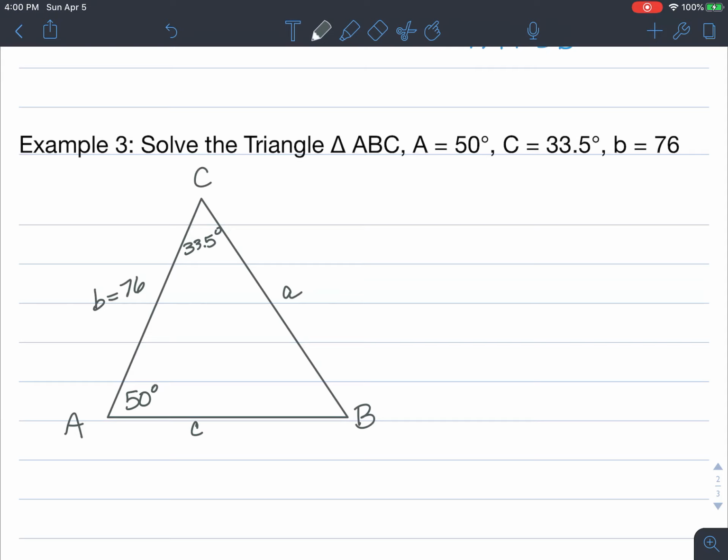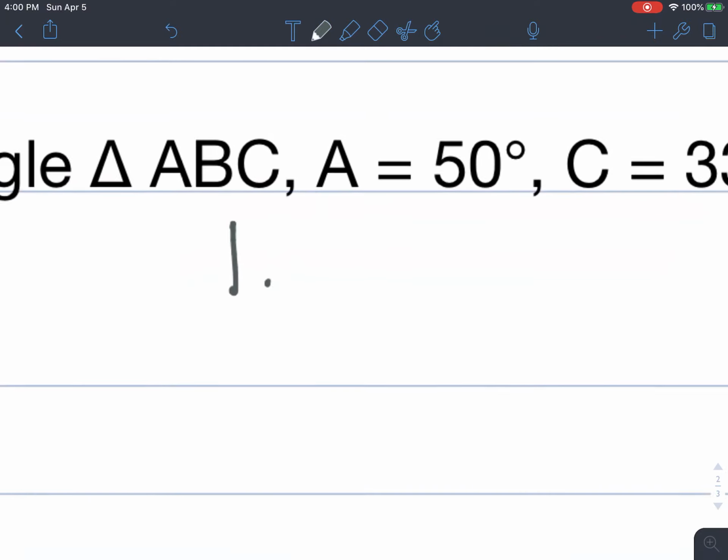So now that everybody's in place, identify your triangle. So what kind of triangle do you have? You have two angles, right? So it's either got to be AAS or ASA. Is the side given between the angles that are given? It is, because it's right here. Okay, so this time we have an ASA triangle.